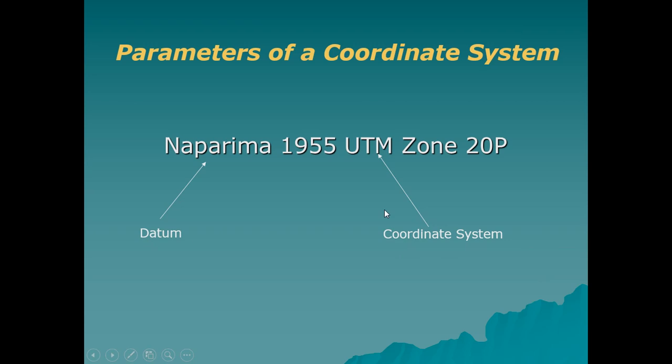And finally, this is an example of what a properly written coordinate system would look like. Here we have Naparima 1955 UTM, zone 20P. This is for Trinidad. So the Naparima 1955 refers to our datum. Our coordinate system is UTM. And of course, we also reference the zone that we belong to.